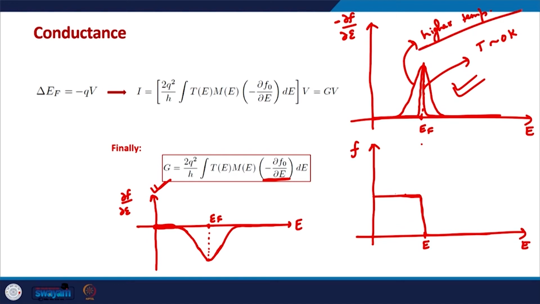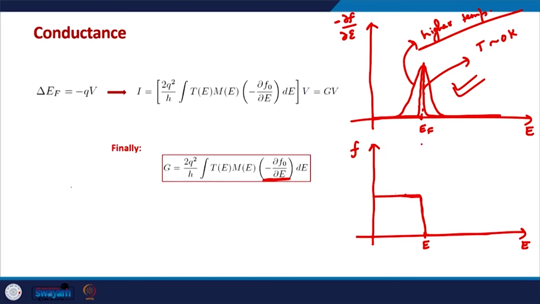So, that is one thing, that this minus del f by del E function is a window function. It is 0 for extremely small values of E and it is 0 for extremely large values of E, but around the Fermi level it is kind of a window function. Second important property of this function is that if we take the integral of minus del f by del E over all possible values of energy, let us try to calculate it.